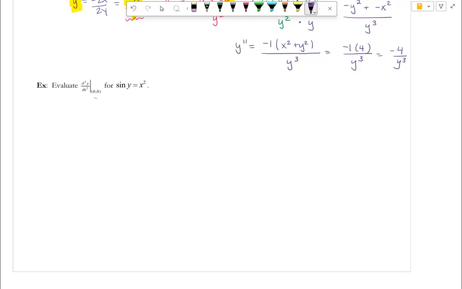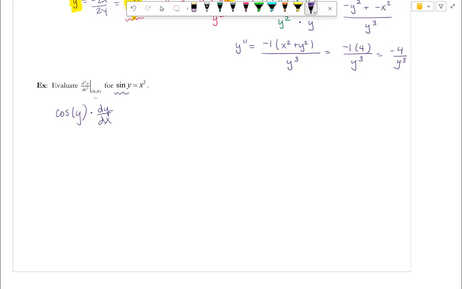So we need to find the second derivative with respect to x of the implicit relation sine of y equals x squared. When we find our first derivative, we're taking the derivative of the sine of y. I know the derivative of sine of some junk is cosine of some junk, so I get cosine of y. But since my junk isn't an x, I'm going to pick up a dy dx or a y prime.